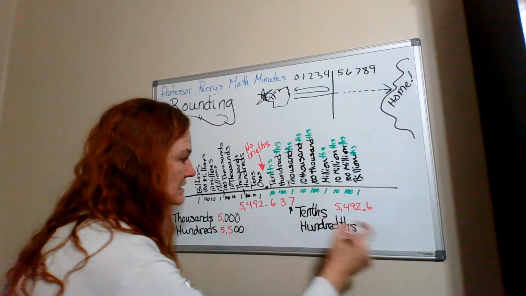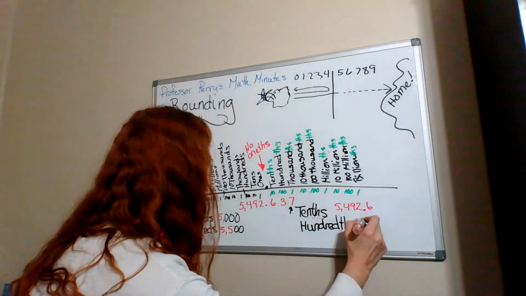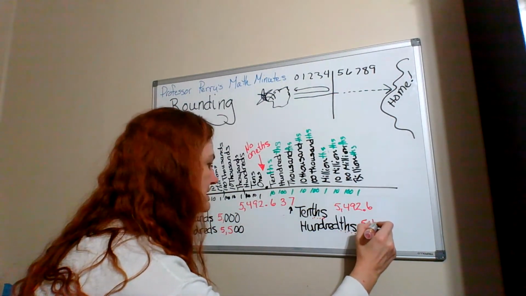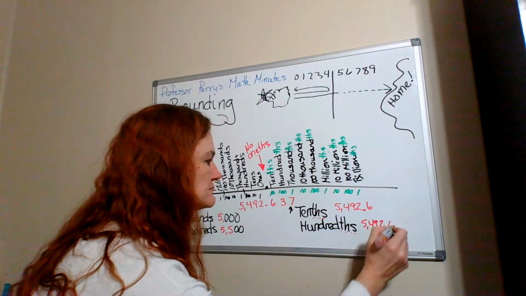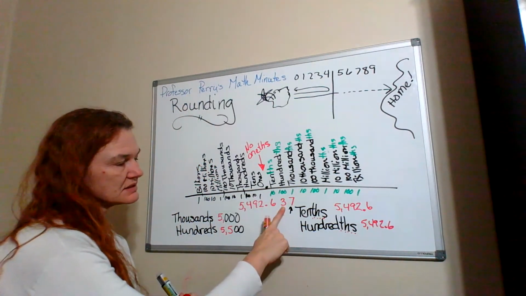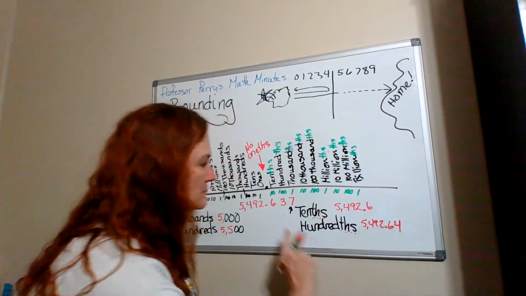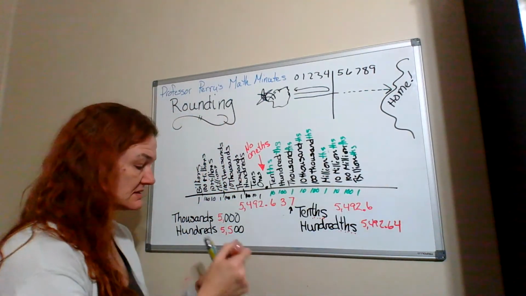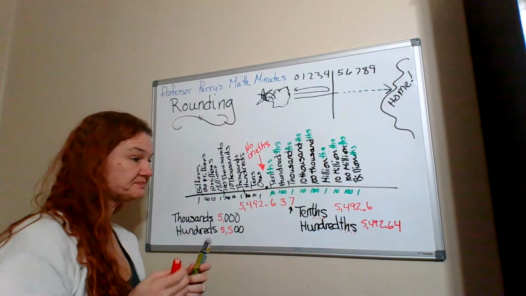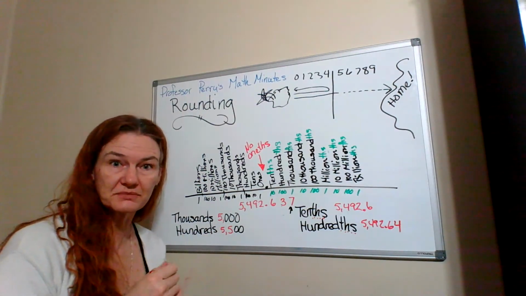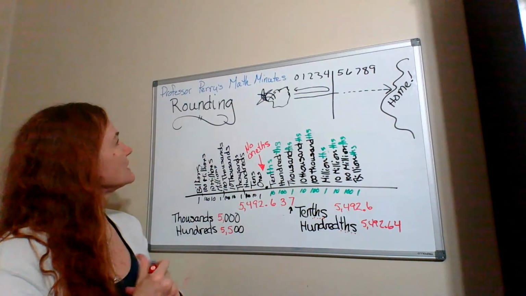So I'm going to write down everything up to the hundredths place because it has to stay. My hundredths place is going to go up because of the 7. And I'm going to drop everything else off because it is after the decimal. So that's it on rounding.